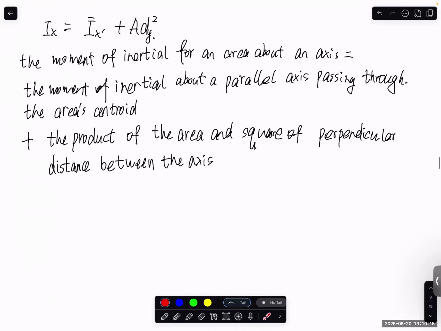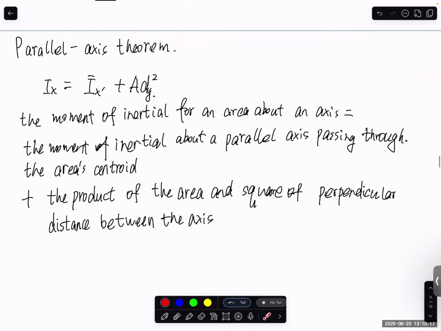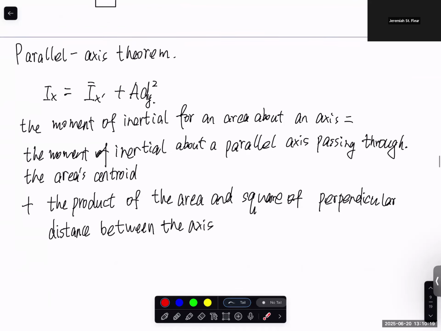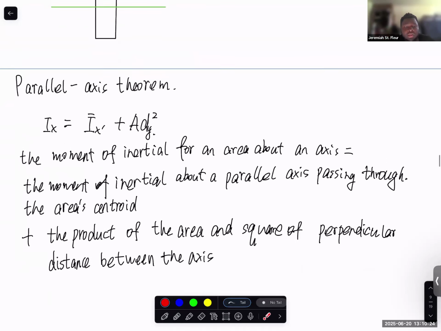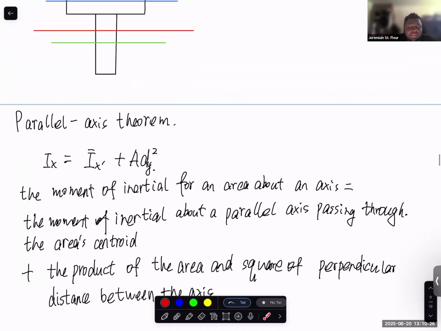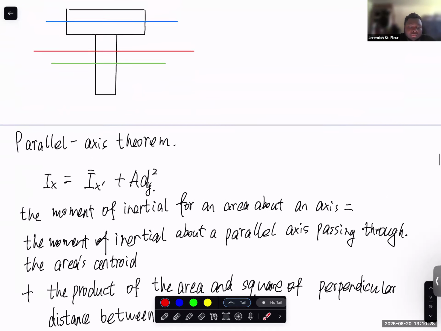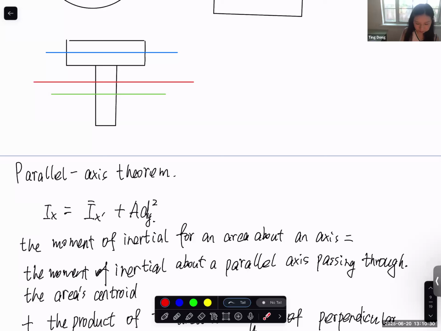I had a question. Yeah. What axis does Ix prime relate to when you're talking about this? So this is the moment of inertia of the entire cross section. Let's say this is the x. This red line is the neutral surface of the entire cross section.